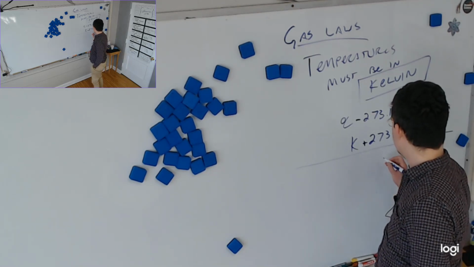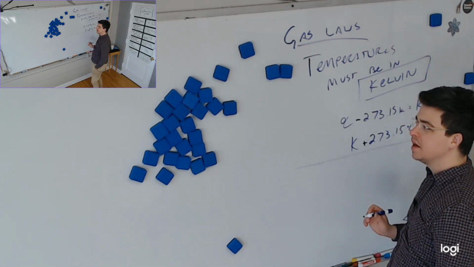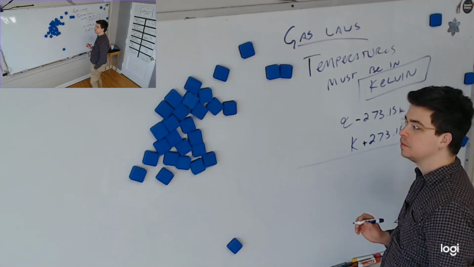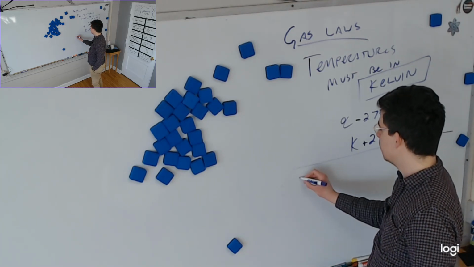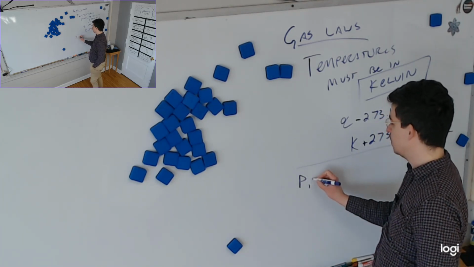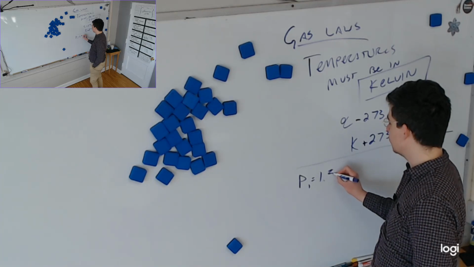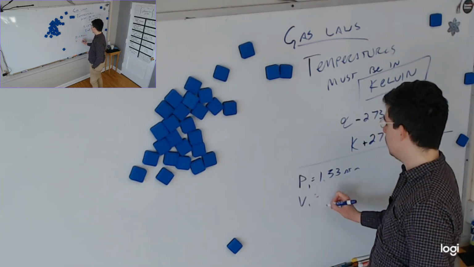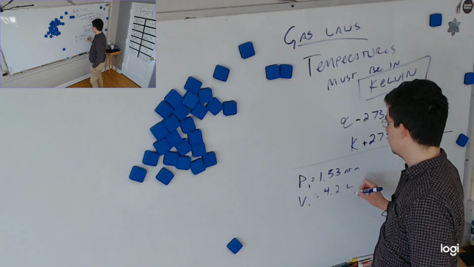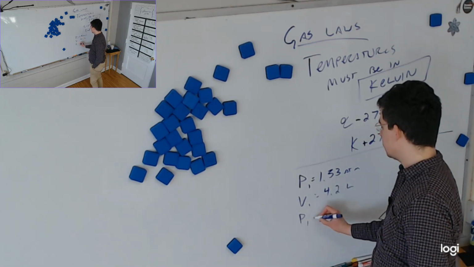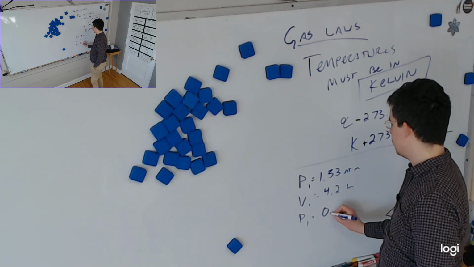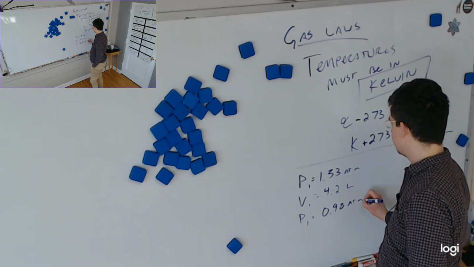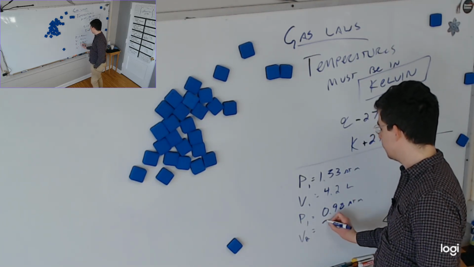Speaking of Boyle's law, let's do one now where the pressure exerted on a balloon is 1.33 atmosphere, and it starts out with a volume of 4.2 liters. The pressure is decreased to 0.98 atmospheres. What is the new volume?